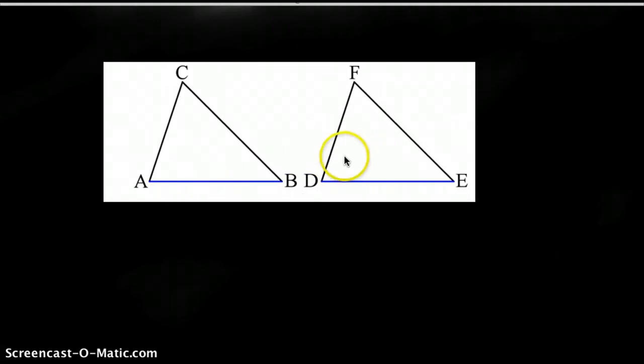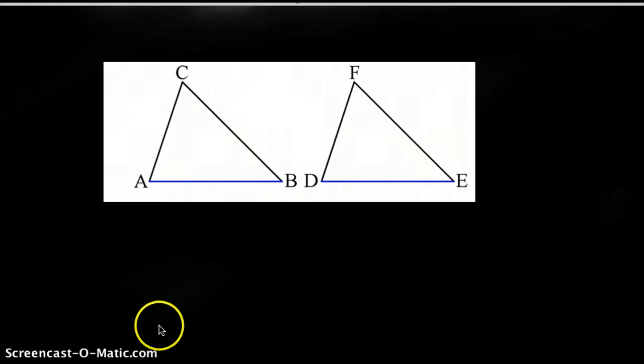These two triangles are congruent, and what that means is this side is equal to this side, and this side is equal to this side. Basically these two triangles have the same side lengths, so that means they're the same, and because of that, the angles are also the same. So this angle is the same as this angle, and this angle is the same as this angle.